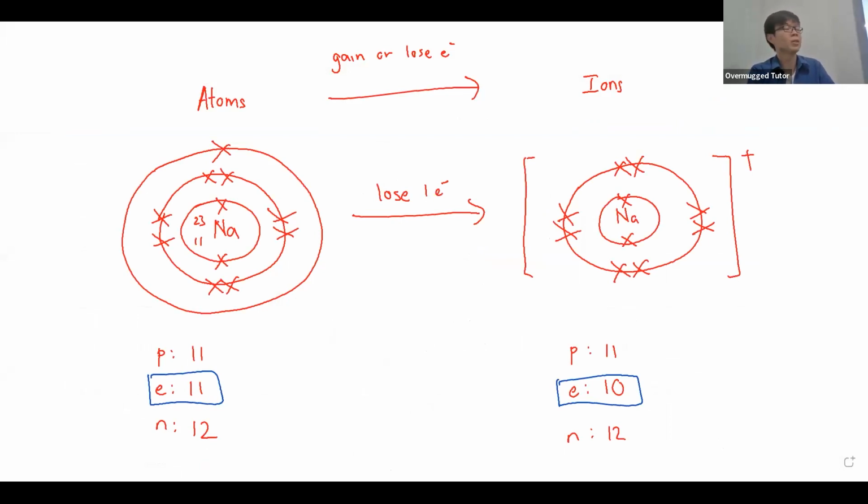Just a quick one for fluorine. What about non-metals? Non-metals usually gain electrons to get a full shell. Fluorine is 2.7, right? How does it get a full shell? It will gain 1. So this time I don't draw, just show you the electronic configuration. Should be enough already. After gaining 1 electron, gain 1 negative charge, it will be F-.